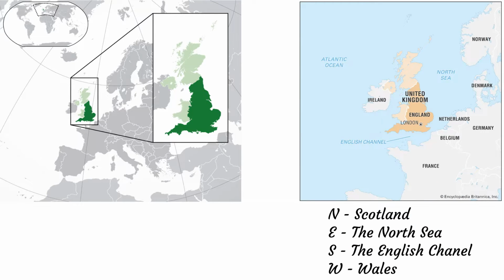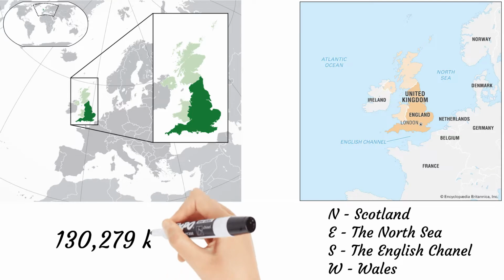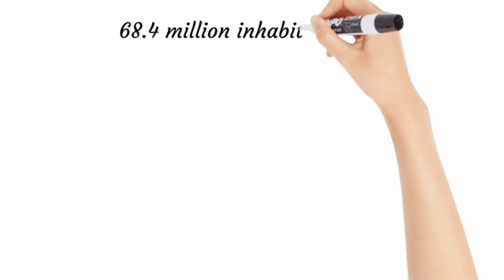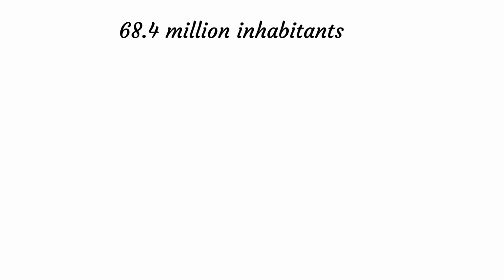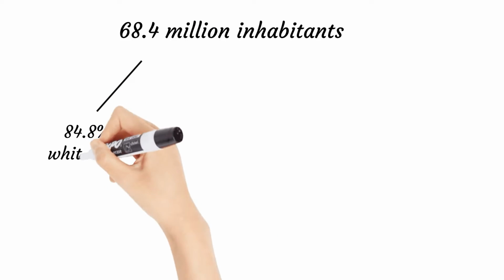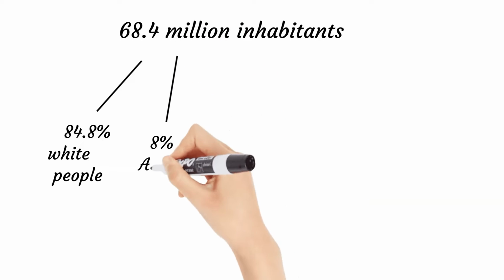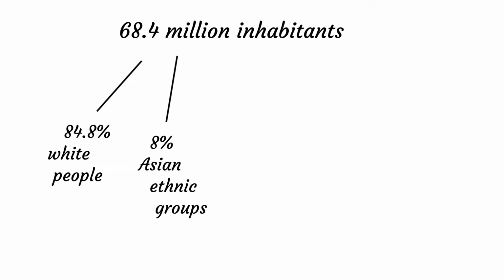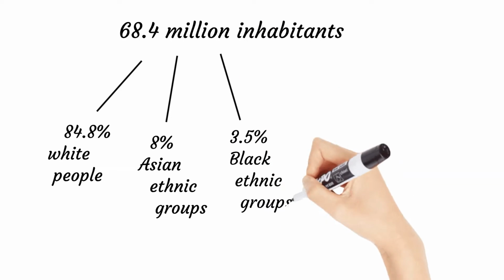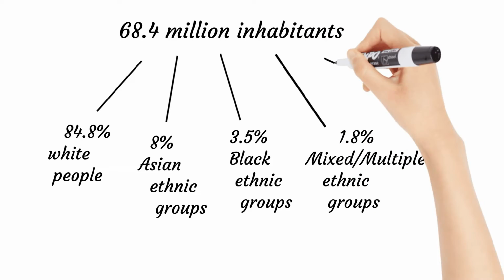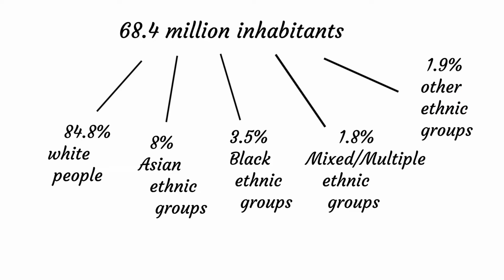It has in total 130,279 square kilometers. England has about 68.4 million inhabitants. In latest statistics, the most common ethnic group in England was white with a percentage of 84.8%. People from Asian ethnic groups made up the second largest percentage of the population at 8%, followed by black ethnic groups at 3.5%, mixed or multiple ethnic groups at 1.8%, and other ethnic groups at 1.9%.